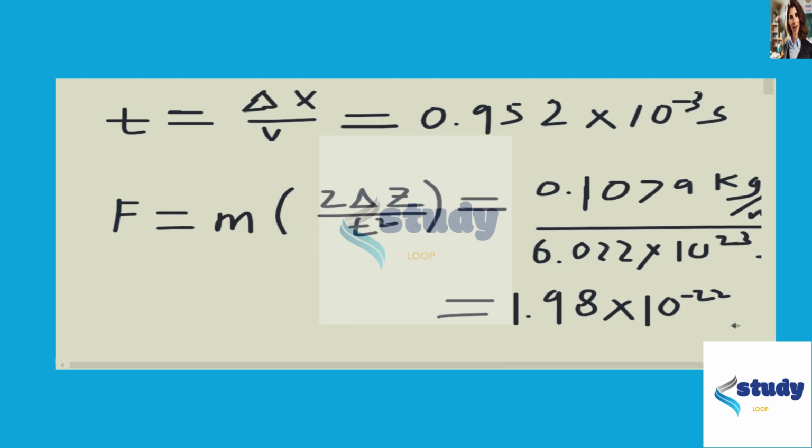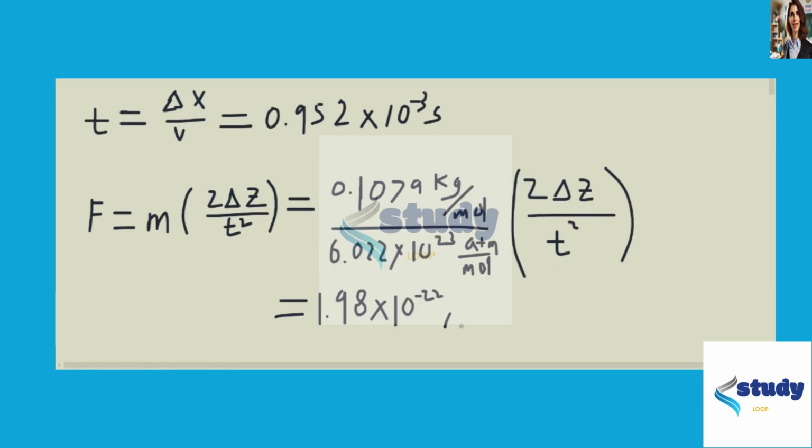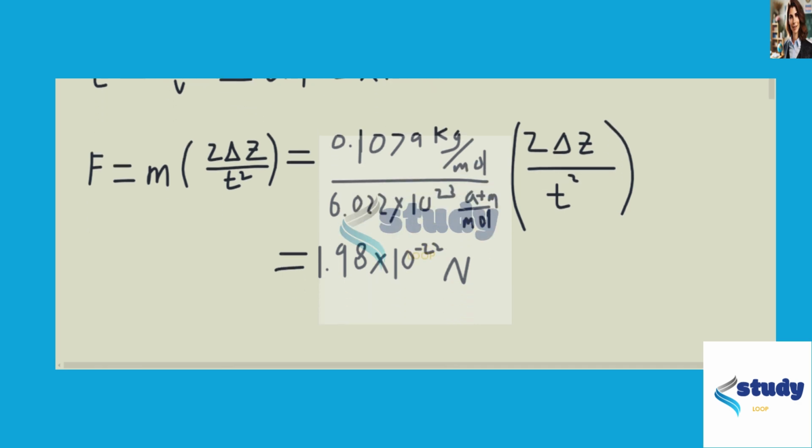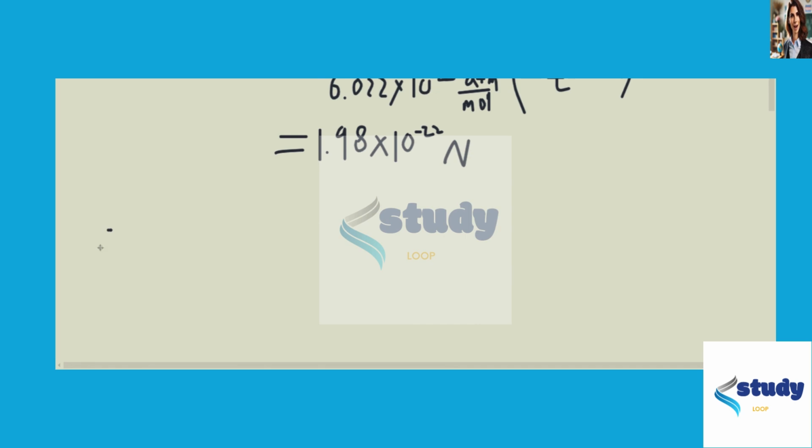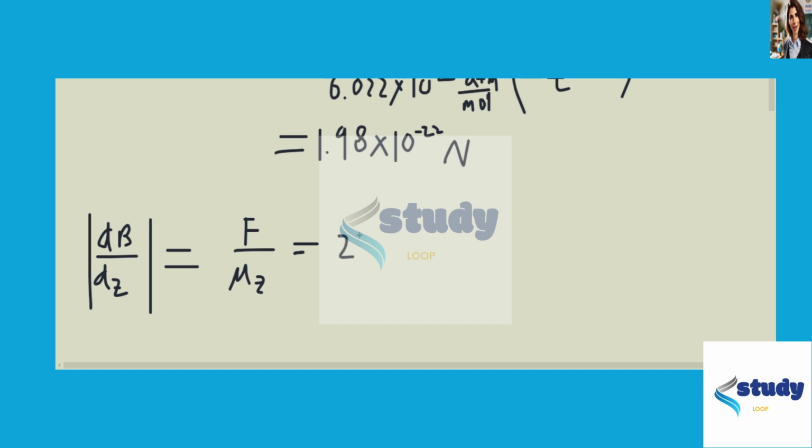So now we have all of the necessary values to calculate our change in magnetic field as a function of z, so this is dB/dz. dB/dz is equal to the force divided by mu sub z, and we know mu sub z, so we plug these values in, and we find that dB/dz is equal to 21.3, and the units, of course, are Tesla per meter, since the units of magnetic field are Tesla and the units of z are meters. We can box that in as our solution.